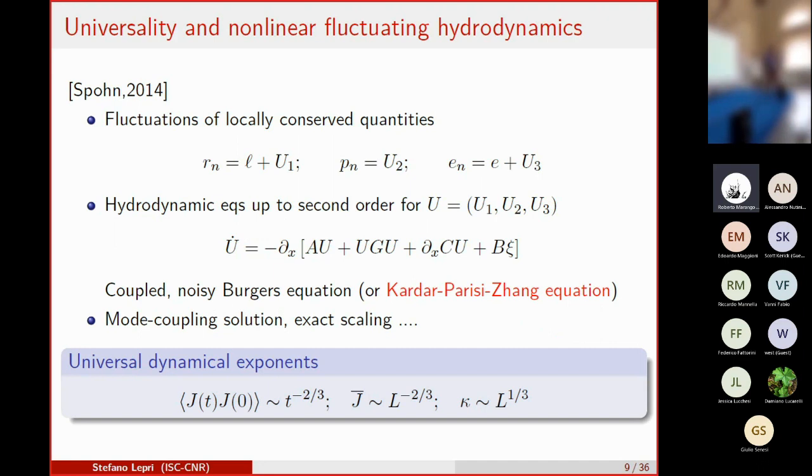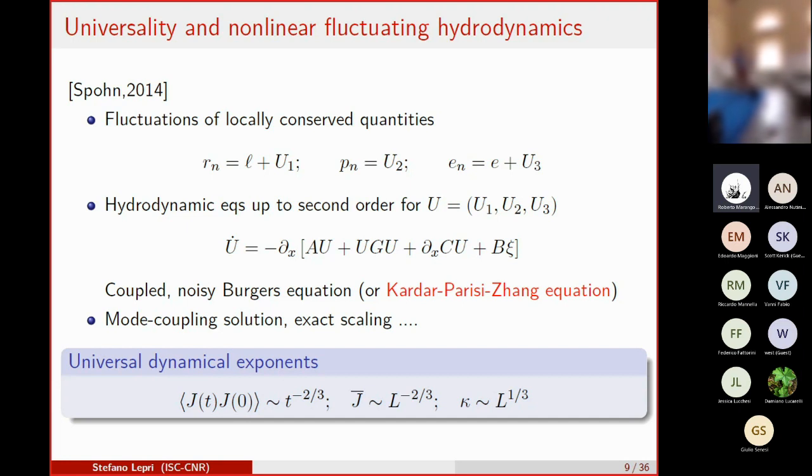There is a theory behind this, which has been developed mostly by Herbert Spohn. We also contributed to it from a different point of view. And the idea is very simple. It's the usual hydrodynamic approach. So what you do, you have three conservation laws. You write the evolution equation for three fields, which correspond to fluctuations of energy, momentum, and density. And then you add perturbation to this to the first order, linear terms, which are nonlinear, and look at the effect of these nonlinear terms.